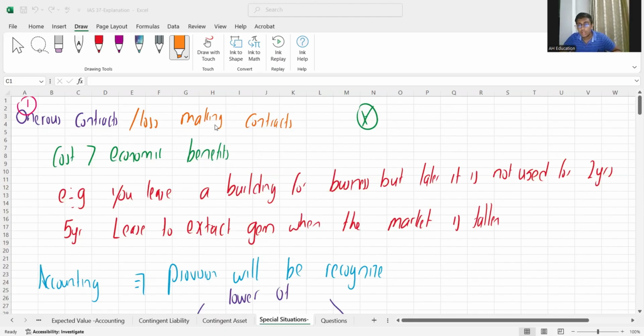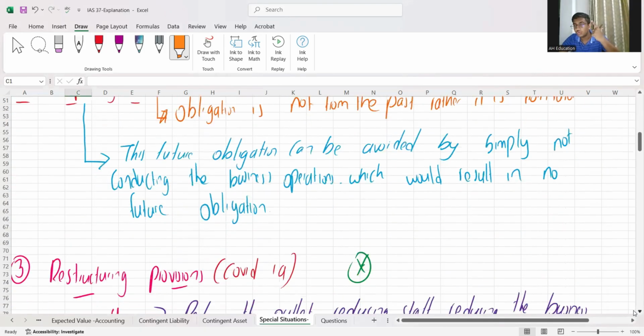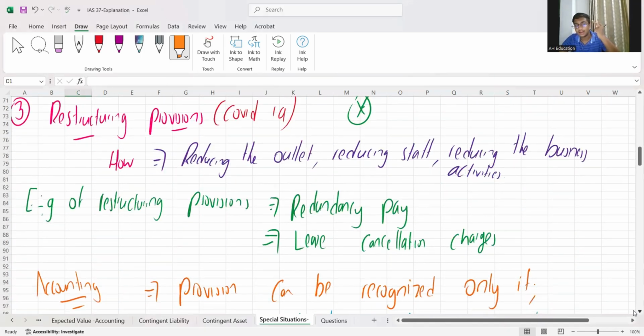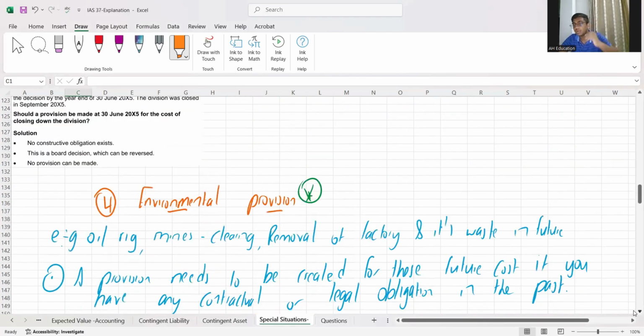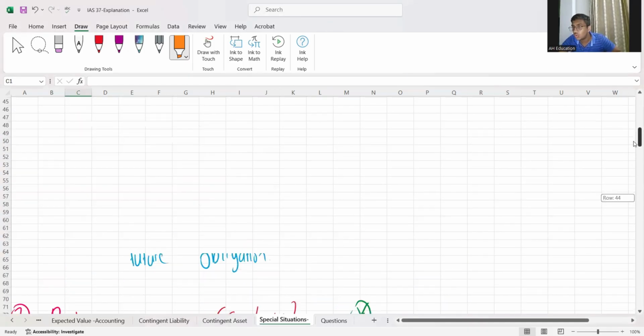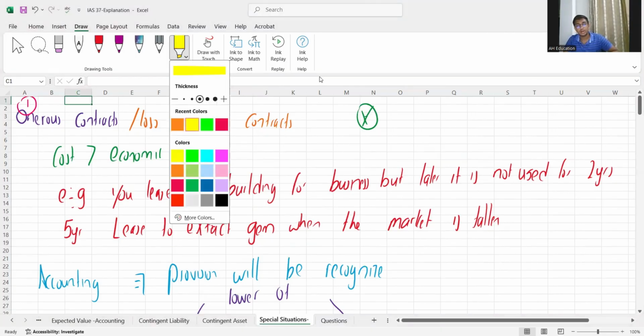So there is something called onerous contracts, and there is something called future operating losses. There are restructuring provisions, and there is something called environmental provision. So there are four types of provisions that we need to learn in brief for us to tackle these types of questions. If you're all comfortable, let me start off with onerous contracts.